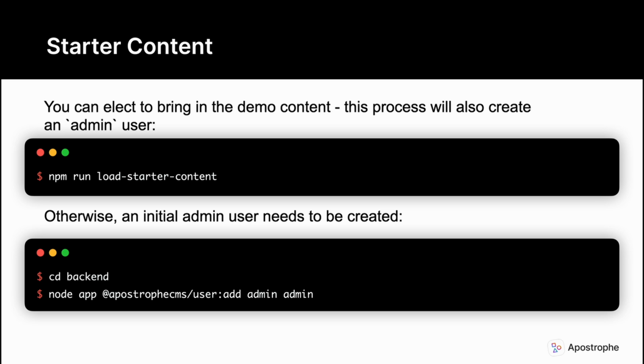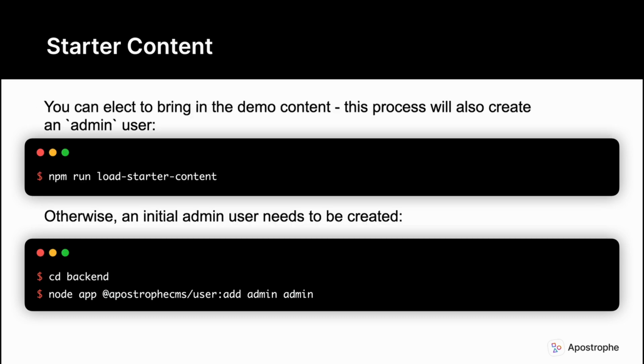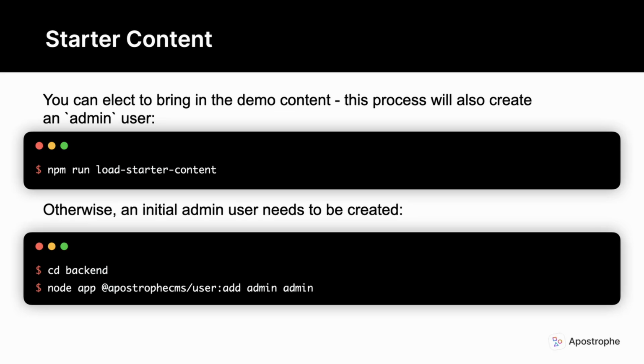For example, if you wanted to create an editor named Sarah, you'd run the command node app add ApostropheCMS/user:add Sarah editor. Out of the box, you can choose to make admin, editor, contributor, and guest level users, but you need at least one admin user. You can look at the ApostropheCMS documentation for more info.